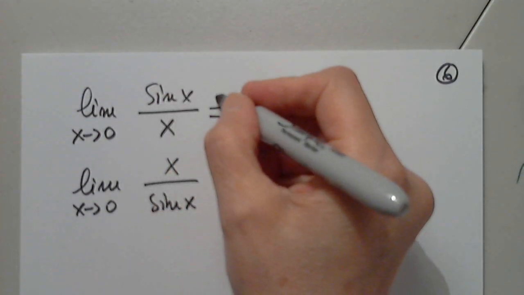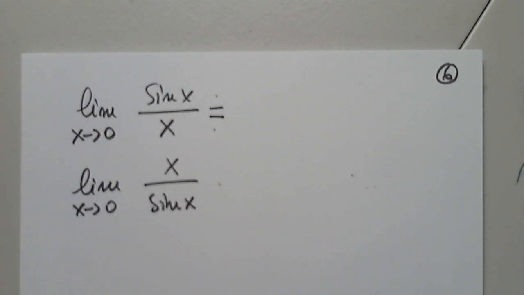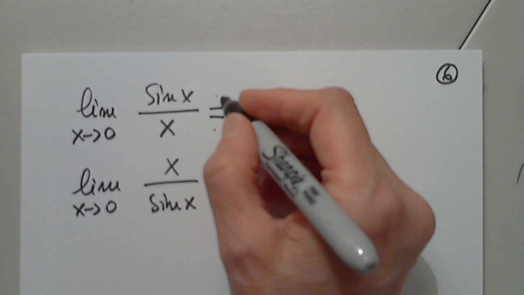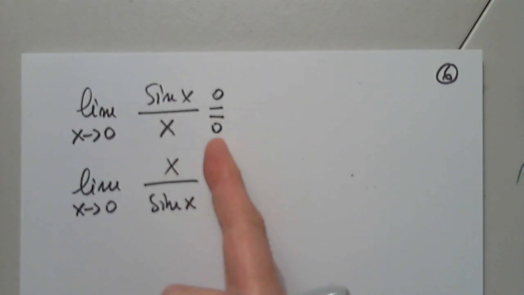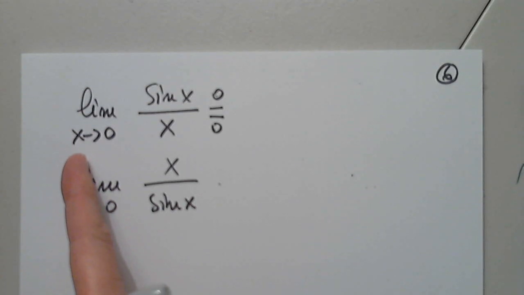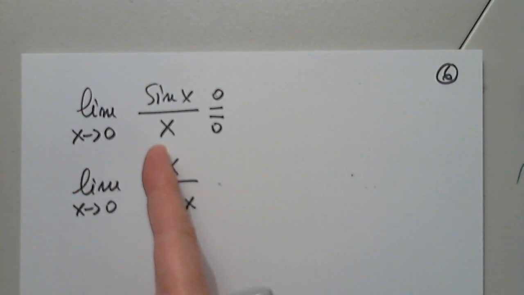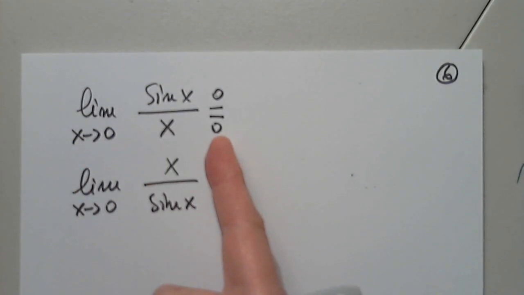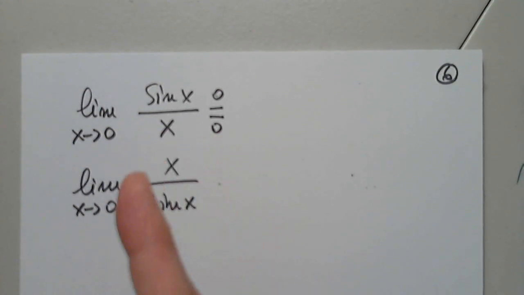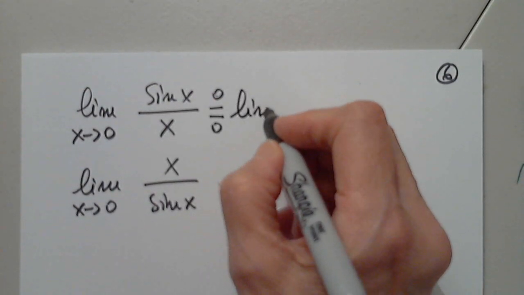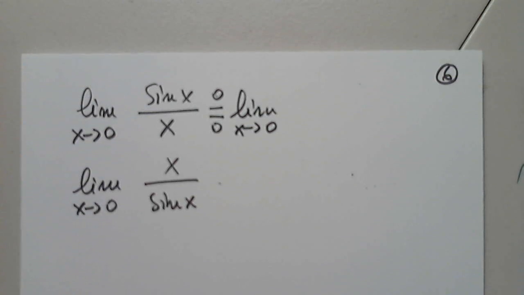When I plug in 0, what do I get? 0 over 0. Yes. So there is hope. Furthermore, there is a limit. There is a function. And the initial assessment is 0 over 0. I can use L'Hopital's rule.